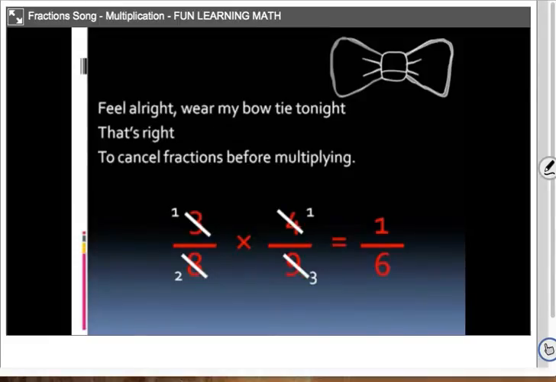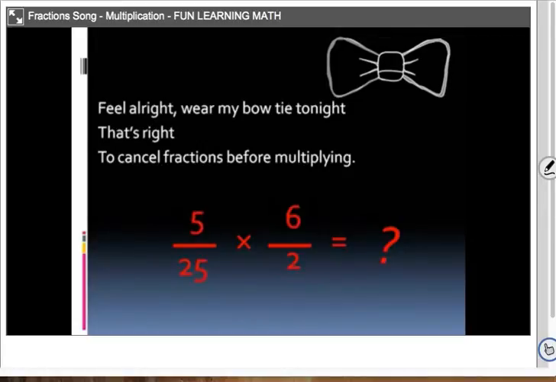Feel alright, wear my bow tie tonight. That's right. To cancel fractions before multiplying.